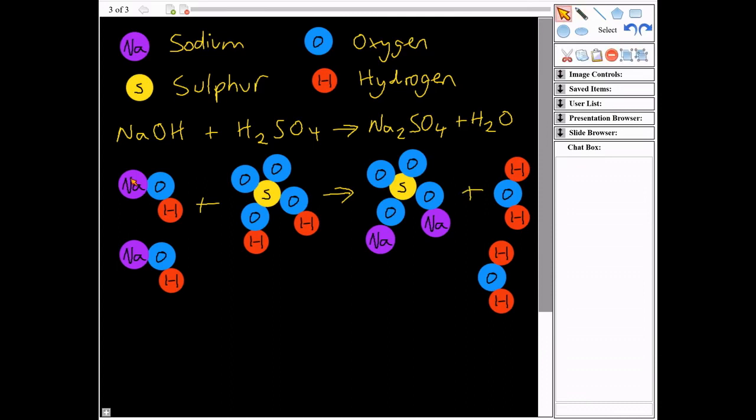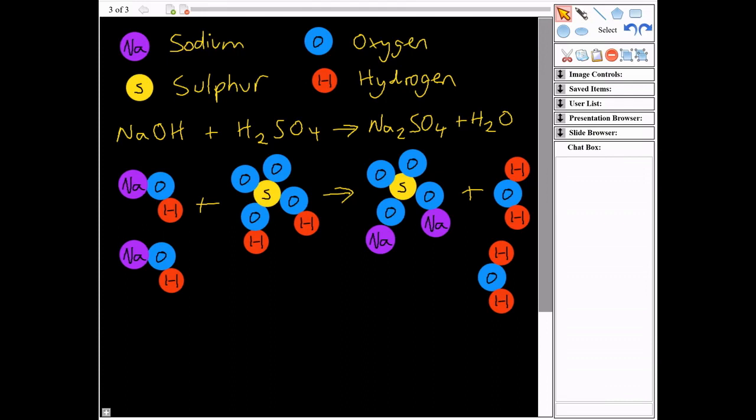So if I count up, I've got 2 purple sodiums, 2 purple sodiums. I've got 1 sulfur, 1 sulfur, 6 oxygens, 6 oxygens, 4 hydrogens, 4 hydrogens. So everything is worked out correctly. I can see that I've got the same number of atoms. No atoms are lost, there's no atoms left over, everything is good. So that is what's called balancing the equation.